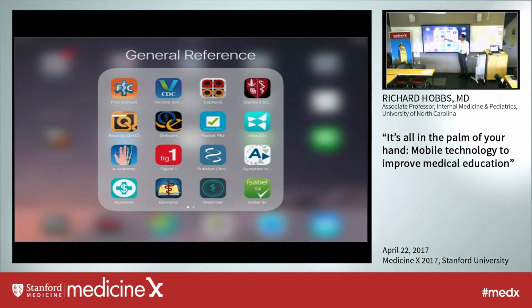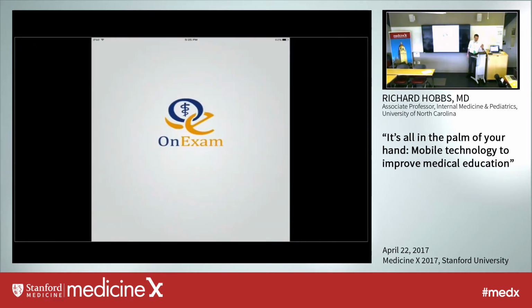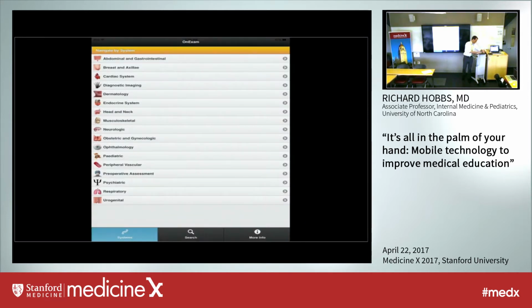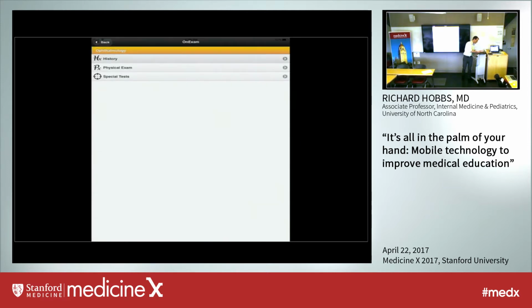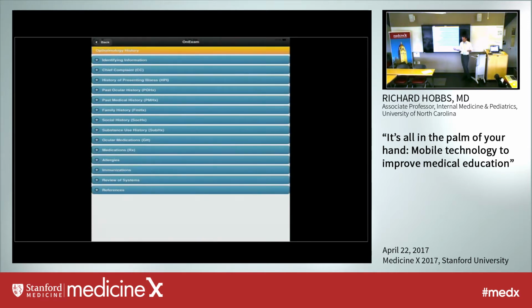For my brand new medical students, On Exam and Pocket Physical Exam will actually tell you. So how many of you are solid on what to ask during an ophthalmologic examination? Everybody good with that? Maybe not, okay? But if I click on ophthalmology, it will actually guide my medical student, if they know the chief complaint, to go down to the emergency department, actually ask those past ocular history questions.